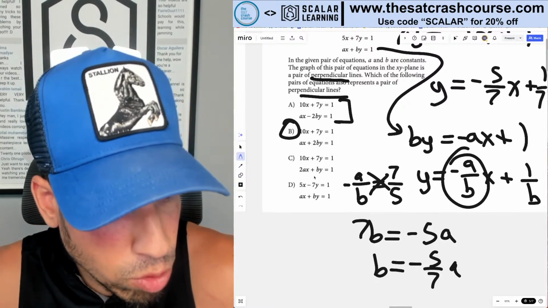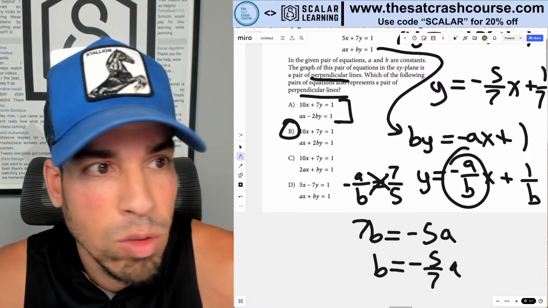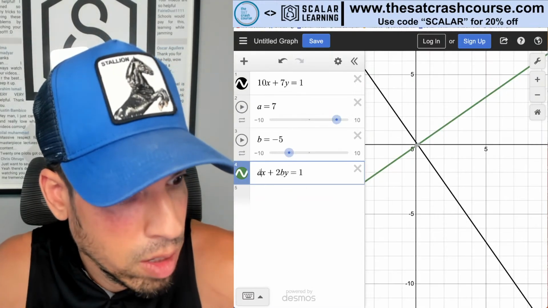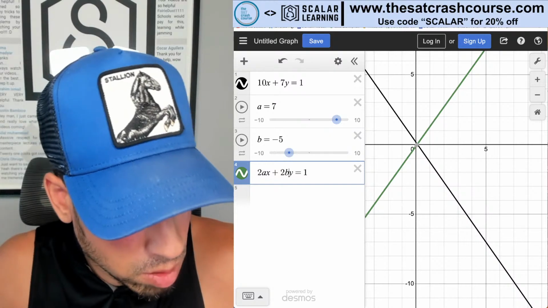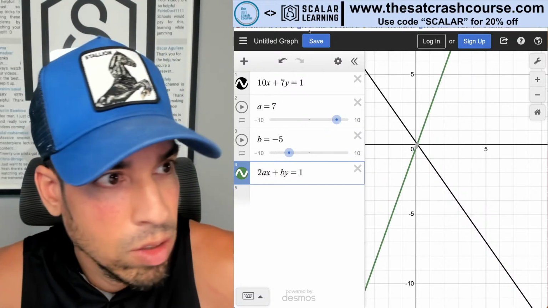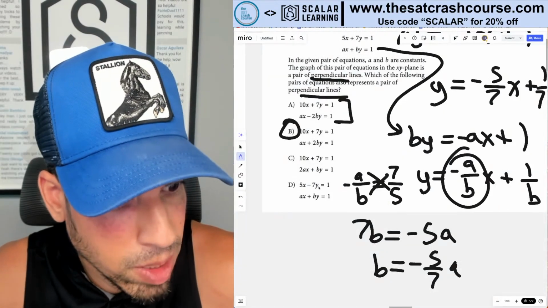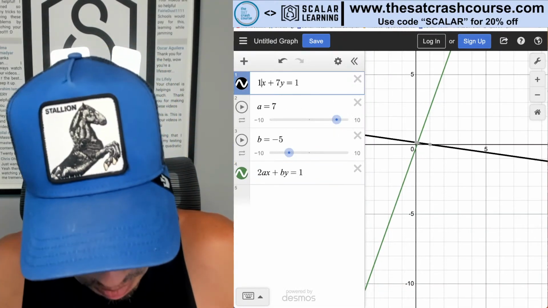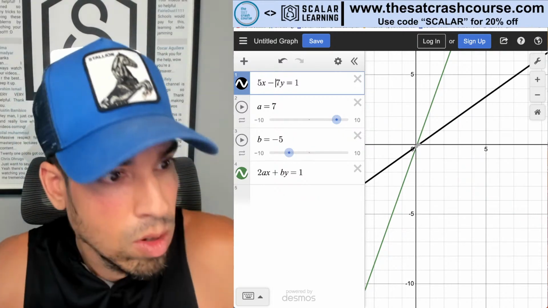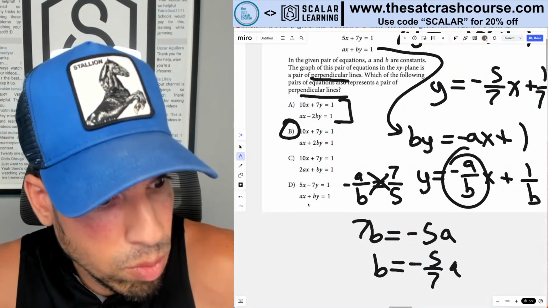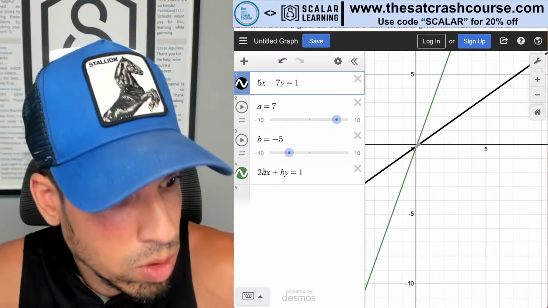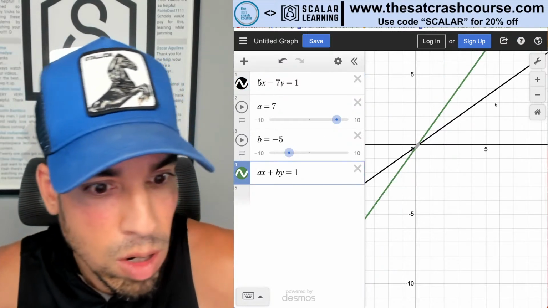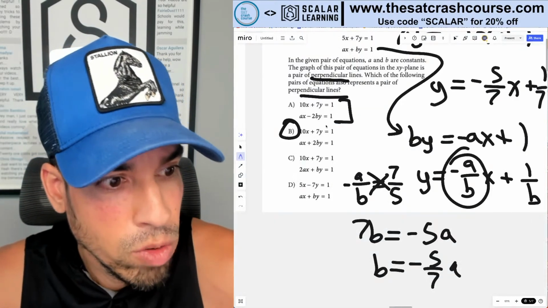And then the next one is 2ax plus by equals 1. 2ax plus by. That's definitely not perpendicular. And then what's the last one? 5x minus 7y equals 1. And then we've got ax plus by equals 1. Those are definitely not perpendicular. All right, so now we're pretty sure it's B.